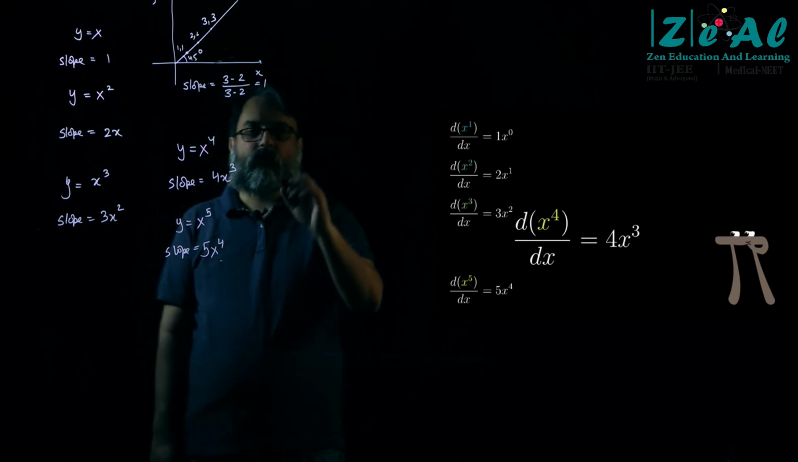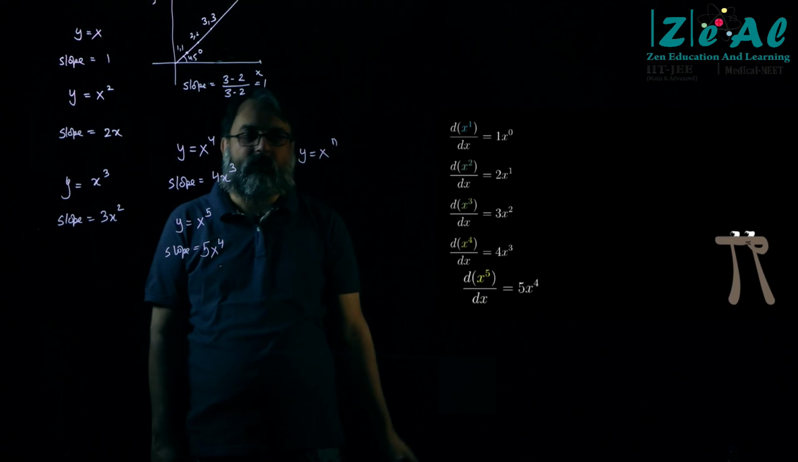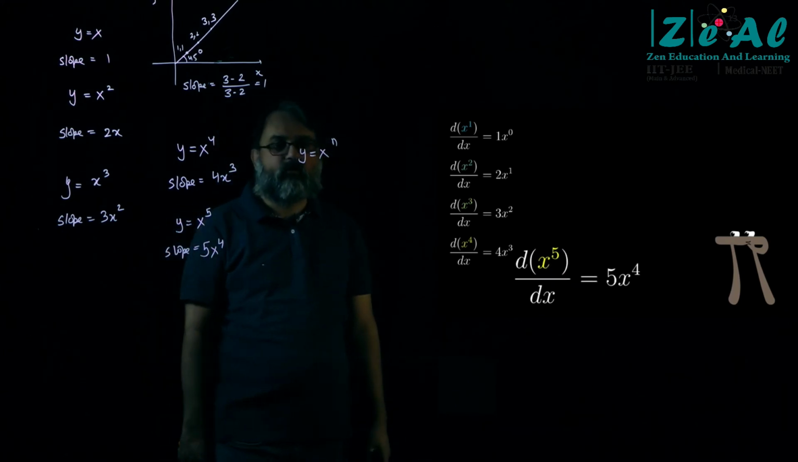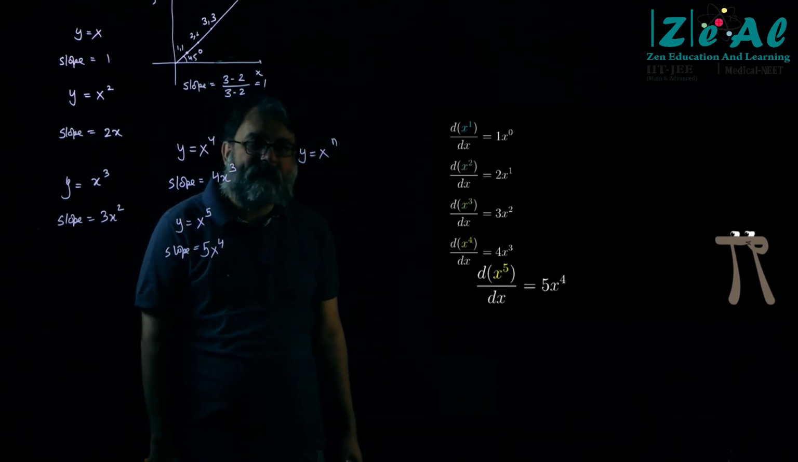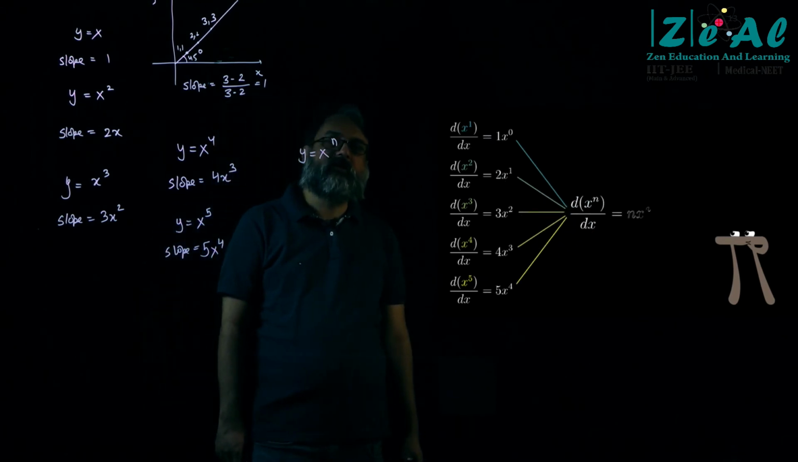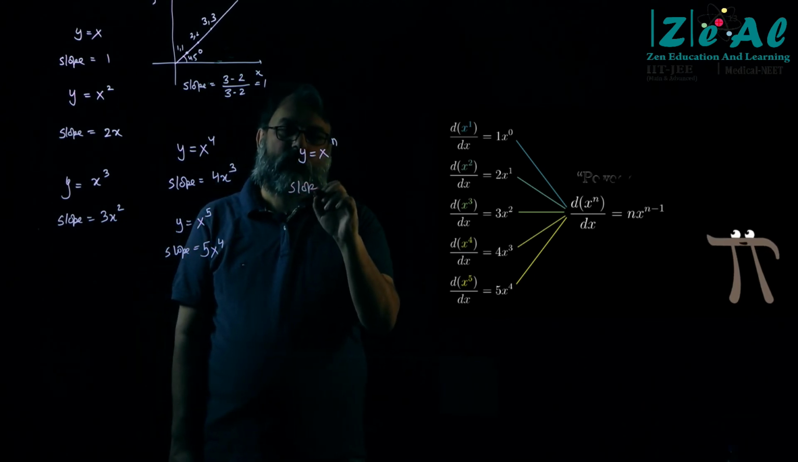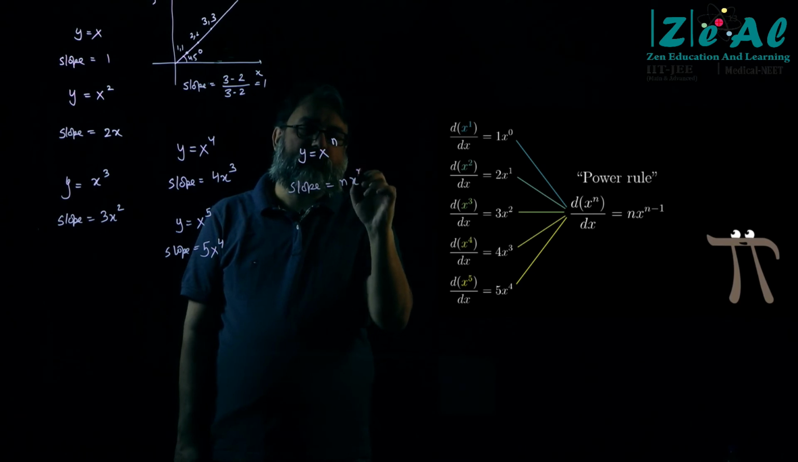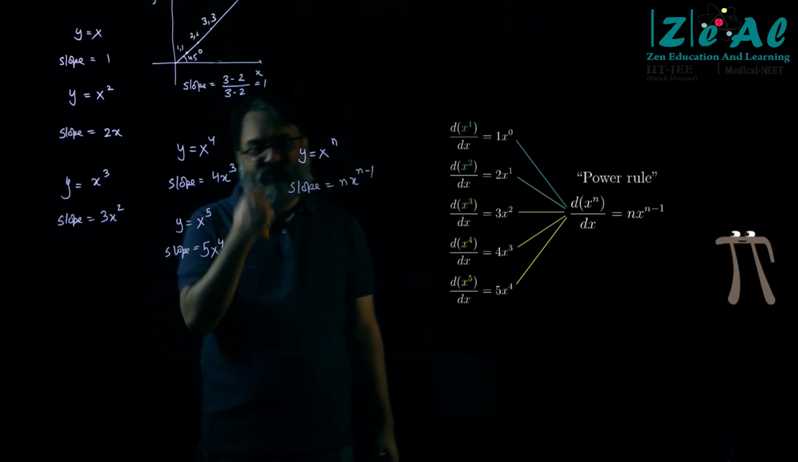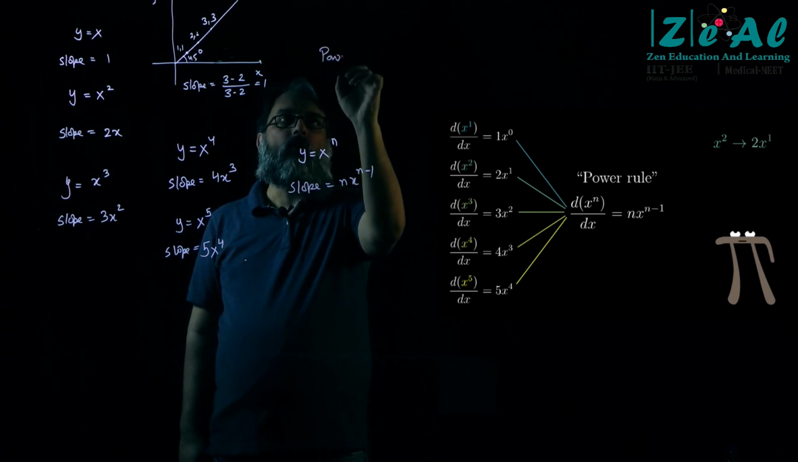So what do you think will be the slope of y is equal to x power n? What will be the slope of x power n? X power n, and there it is. Nx raised to the power n minus 1. Right? So this is called the power rule.